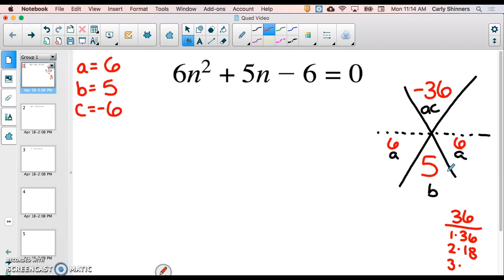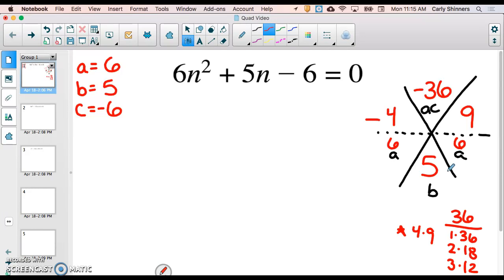2 and 18, 3 and 12, 4 and 9, and right away I get excited because I see that the difference between 4 and 9 is 5, and I know I have to make one of these negative, so this is going to be our winning ticket there. So if I wanted to add to a positive 5, that means I want my bigger number to be positive. So my 4 would be negative, and I can double check this, right?